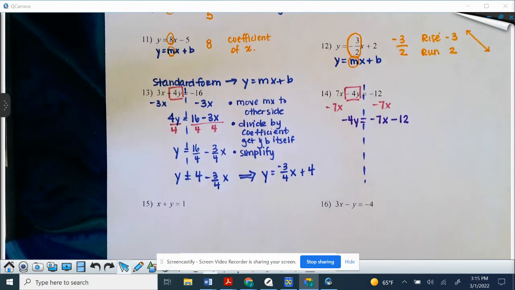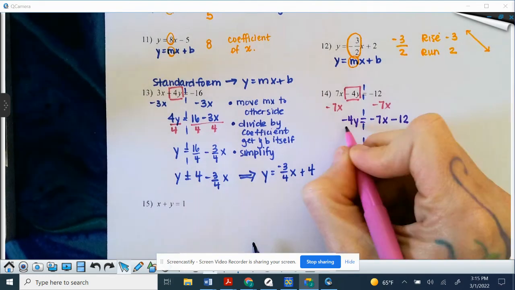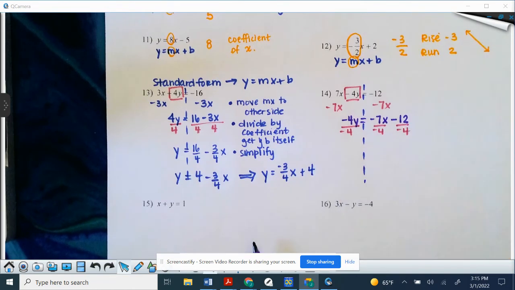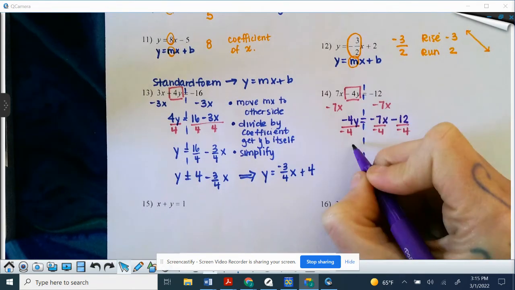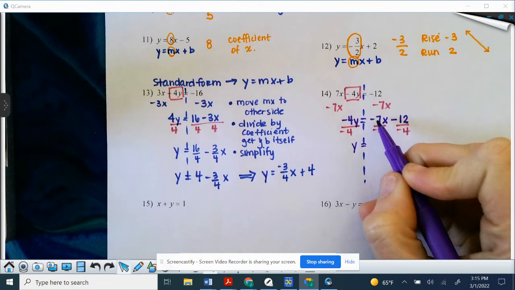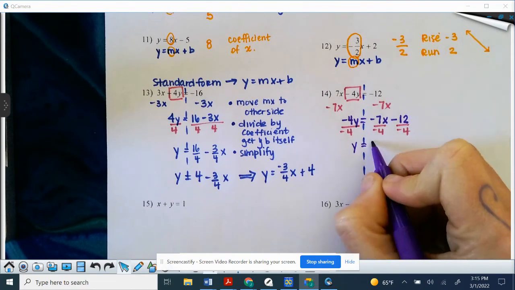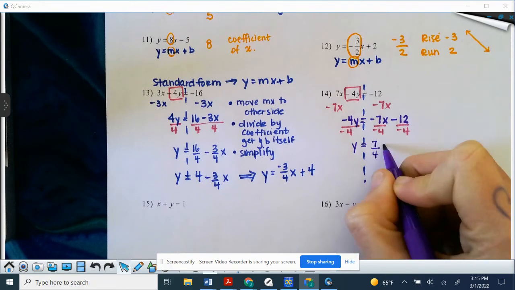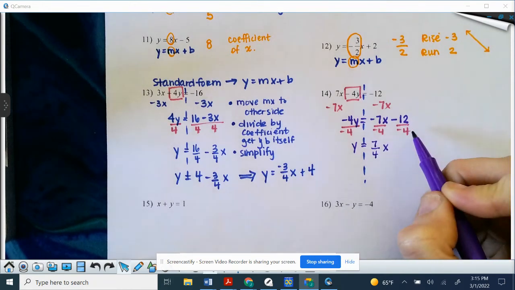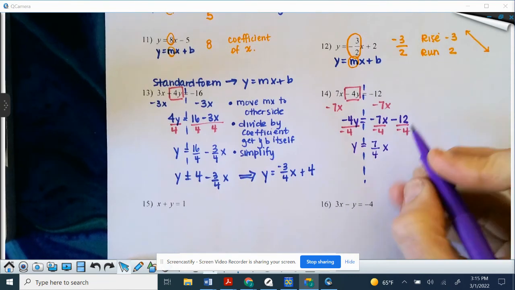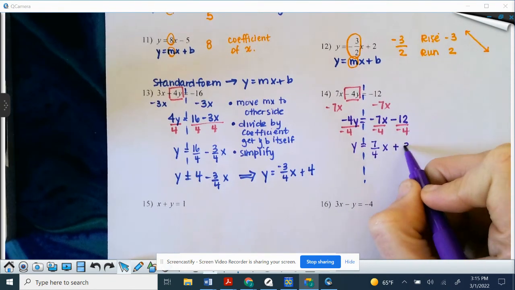We need to get the y by itself. There's a negative 4 there. So I'm going to divide all of these by negative 4. So y equals, negative and negative means it's going to become a positive, 7 over 4. 7 and 4 don't reduce though, so it's still going to be a rise of 7, run of 4. Negative, negative again is going to be a positive. 12 is divisible by 4, so that's a positive 3 because 3 times 4 is 12.